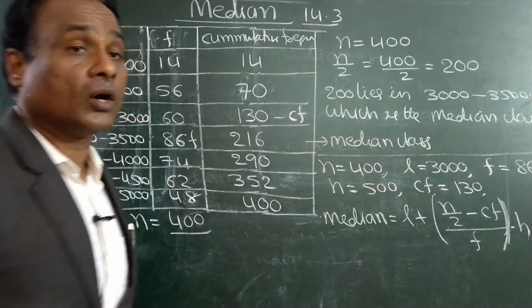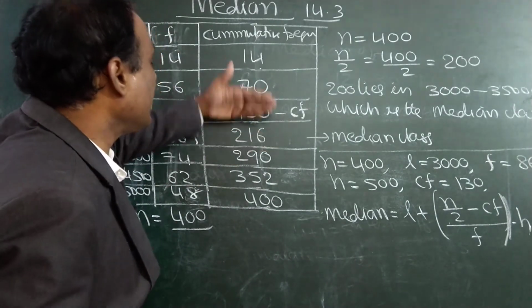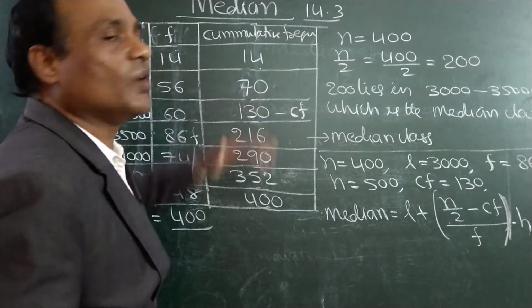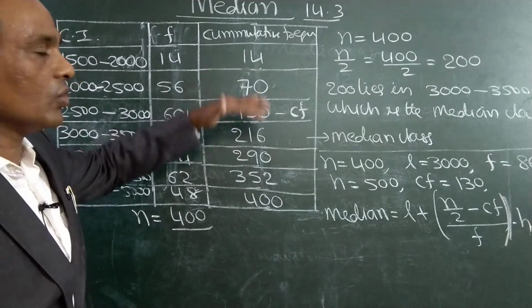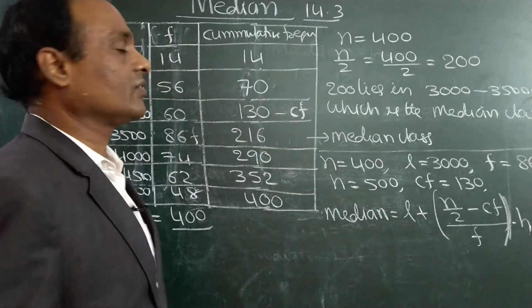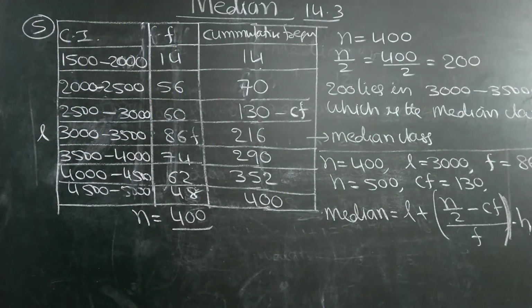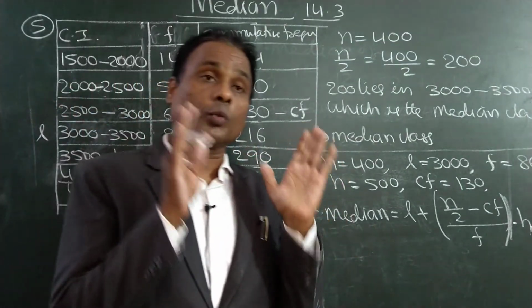In the formula also you write down: CF is equal to the cumulative frequency of the class preceding the median class. Preceding means immediately lower, before. Succeeding means next. Substitute all the values in this formula, and that gives the median. So this is the median procedure for grouped data.